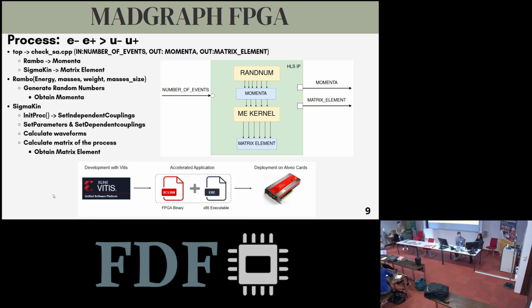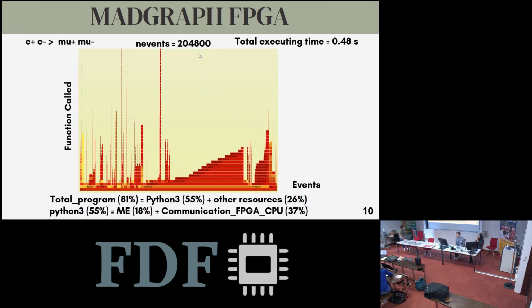I obtained the binary file. I write the host application for my board, in this case the Alveo U250, and the host is my desktop. And you can see the flame graph. This is the matrix element. This part is the communication between the host and the FPGA. And this is the calculation of the matrix element.